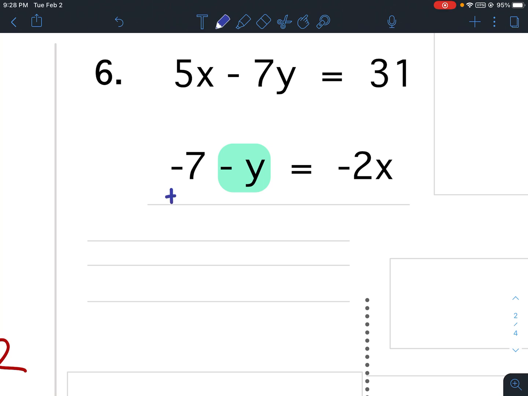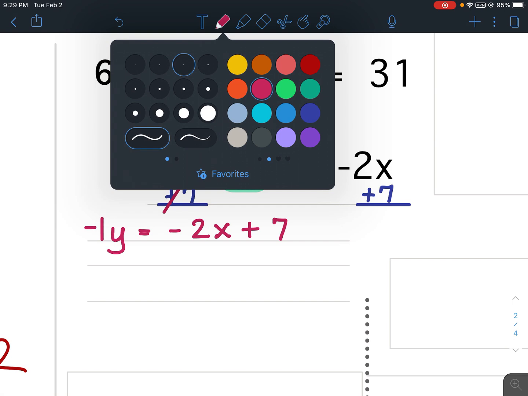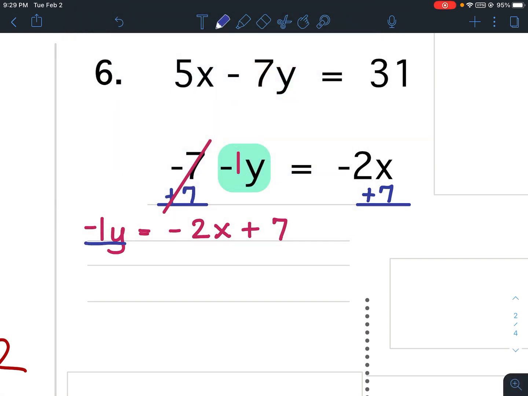So the first thing I'm going to do is add 7 to both sides. So that allows me to cancel the 7s. And to save space, I'm going to write over more to the left. So I'm going to have -1y equals -2x plus 7. And now I still need to isolate the variable, so the best thing to do would be to divide both sides by -1.